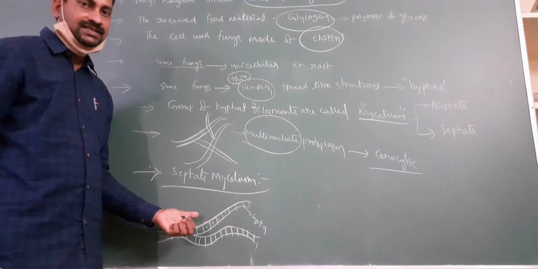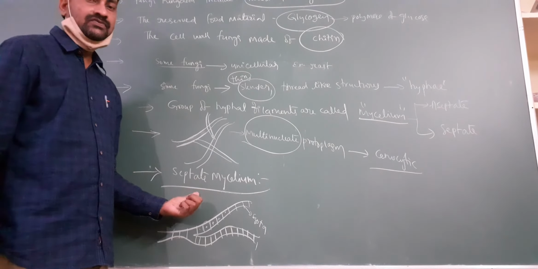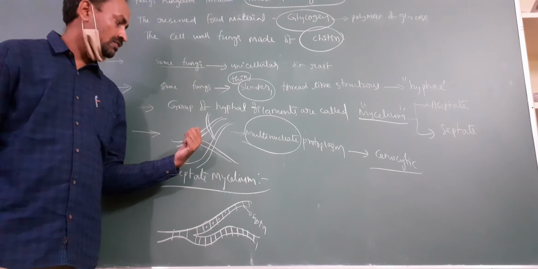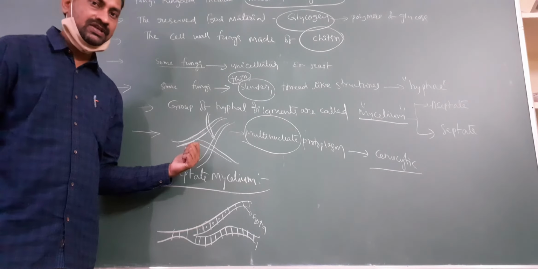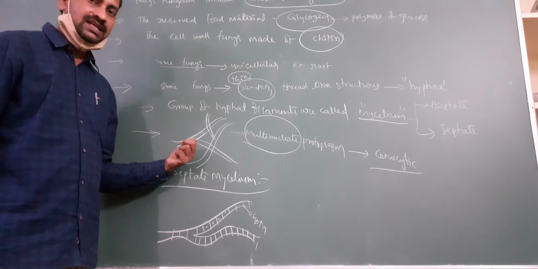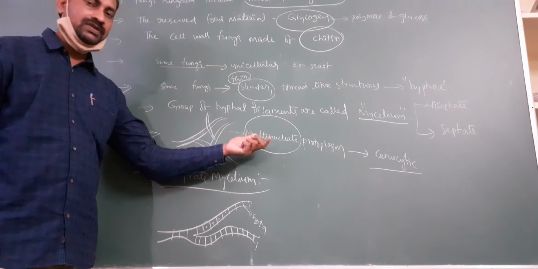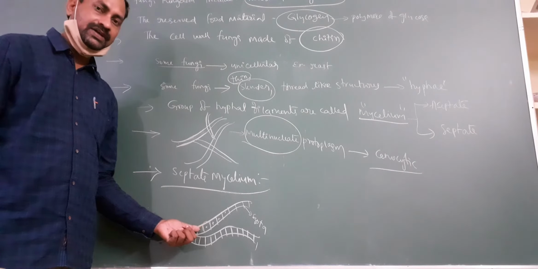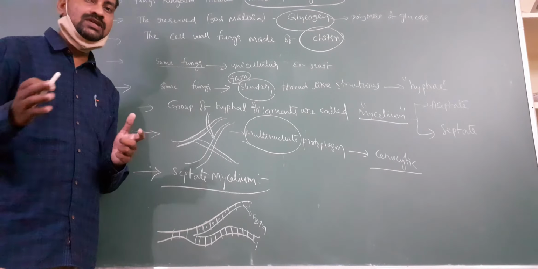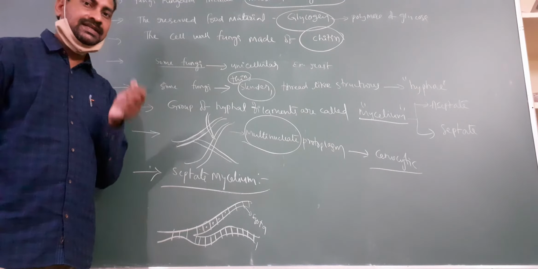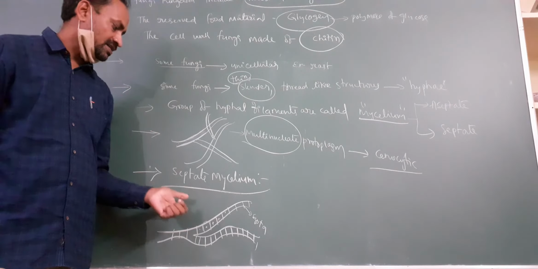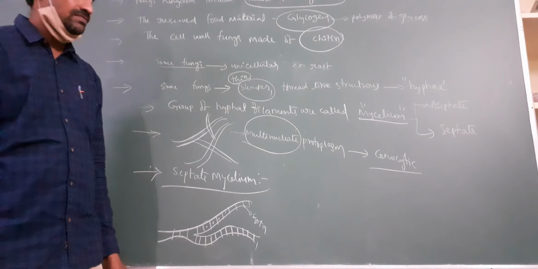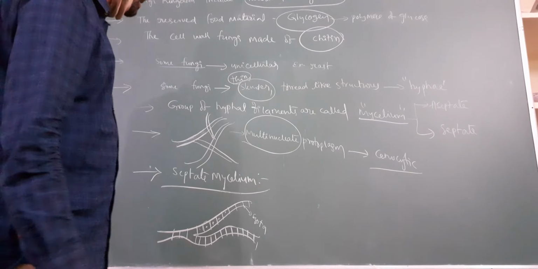We cannot call it coenocytic. What is coenocytic? In coenocytic mycelium, there are no cross walls or septa formation, so these tube-like structures are filled with multinucleate protoplasm. Here, the hypha is divided into individual cells and each cell contains one nucleus. This is called septate mycelium.